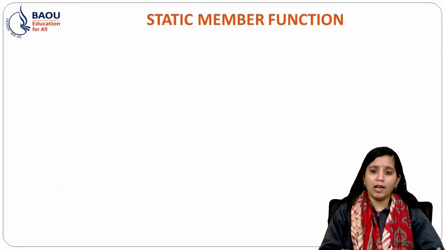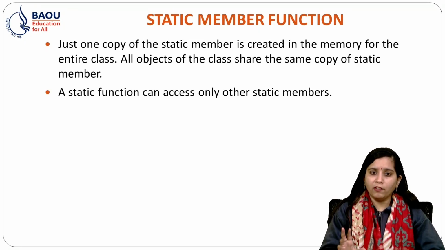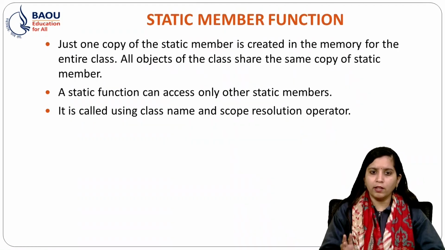Now this is the last topic of our today's lecture, that is static member function. What is a static member function? Just one copy of the static member is created in the memory for the entire class. All the objects of the class share the same copy of the static member function. A static function can access only other static members. It is called using the class name and scope resolution operator.